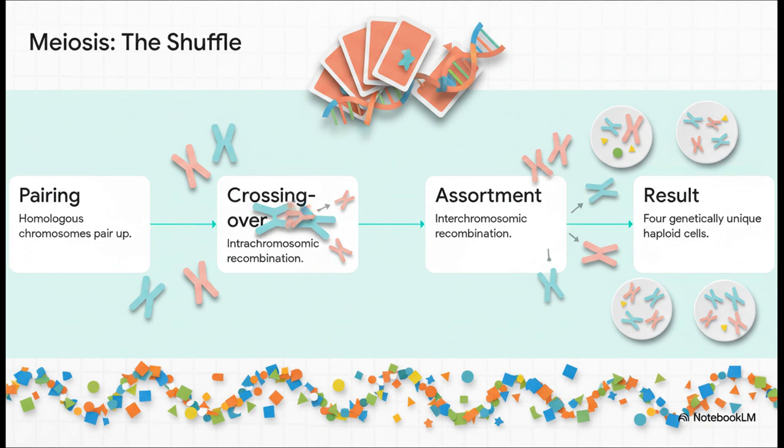You've got crossing over, where chromosomes literally swap parts of themselves. Then you have the random independent assortment of those chromosomes. It's a recipe for creating an almost infinite number of combinations from a single parent cell.